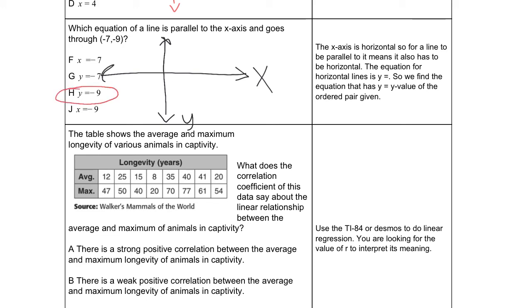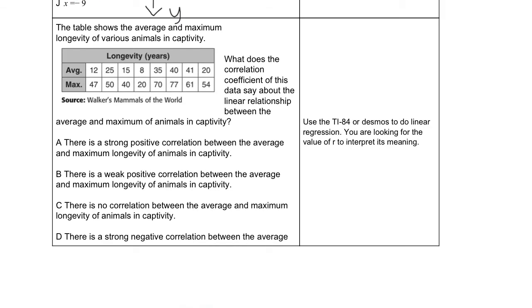All right, next one. The table shows the average and maximum longevity of various animals in captivity. What does the correlation coefficient of this data say about the linear relationship between the average and maximum of animals in captivity? So for this one, you're going to use the TI-84 or Desmos to do linear regression. You are looking for the value of R to interpret its meaning. Remember, the R is your correlation coefficient.